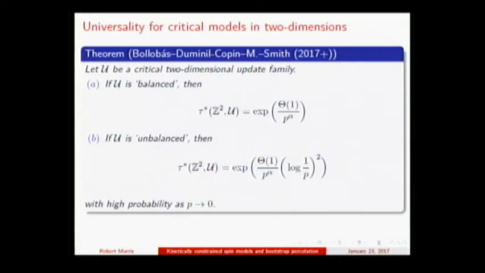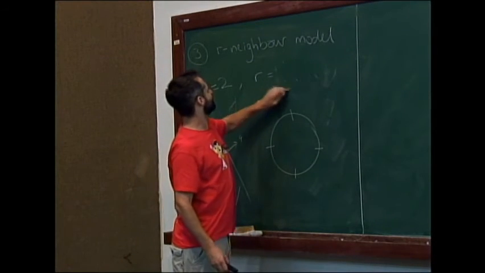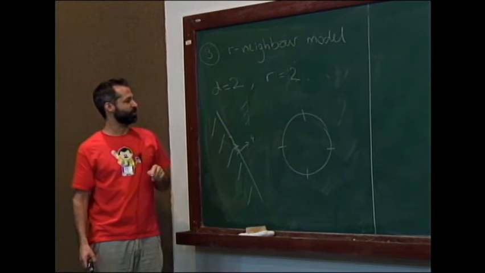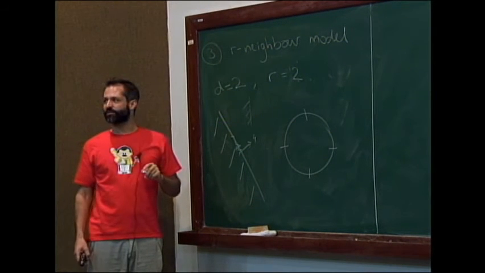So perhaps just so you can see what's happening, alpha is some number that I'll define in the next slide. Alpha is a positive integer. So what happens in these two models? So d equals r equals 2. What's alpha going to be?